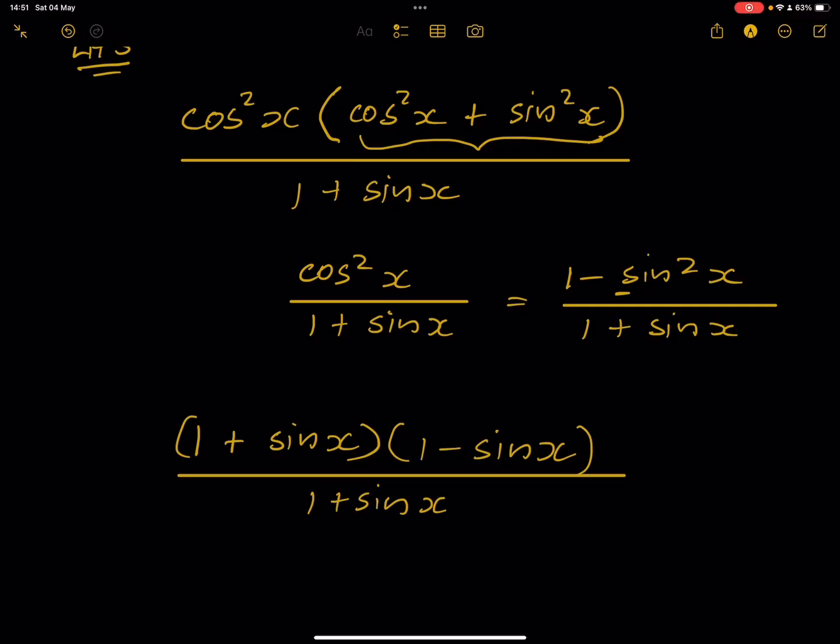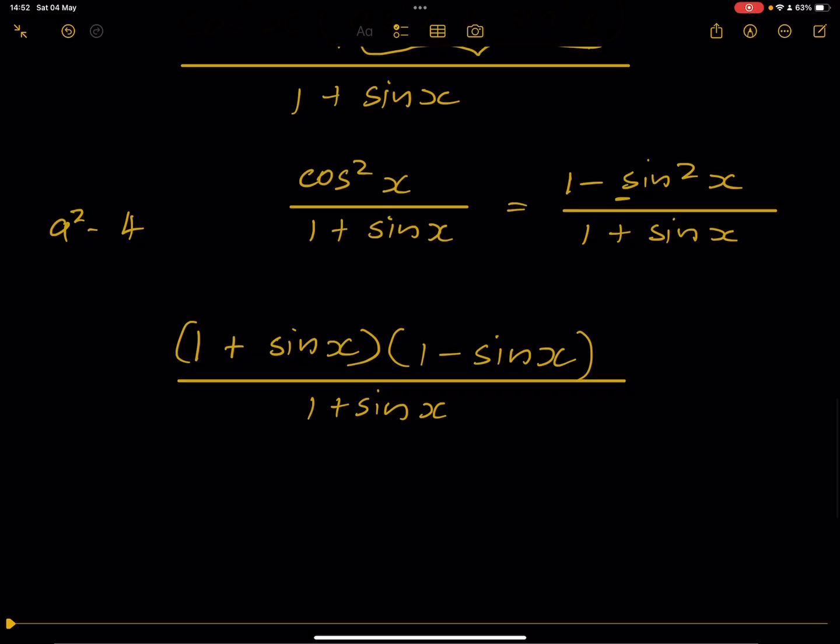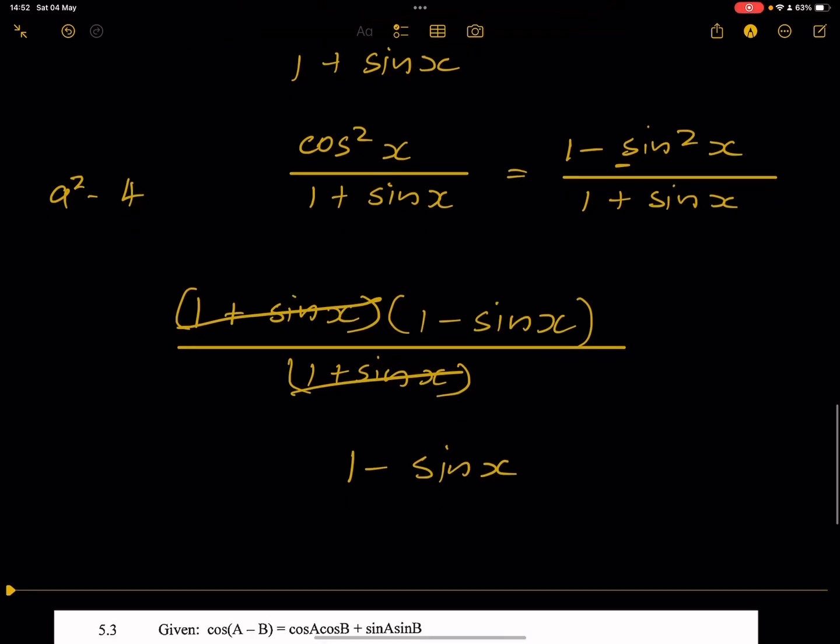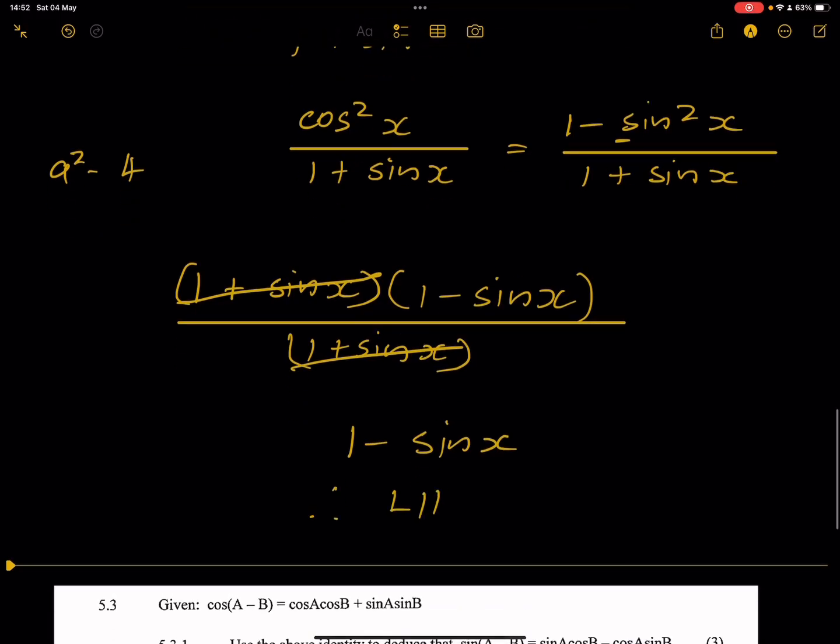Now remember, anytime you've got, let's say, a squared minus 4, that's the difference of two squares. What do you do? You take the square root of each value, that's a and 2, and all it is that you change the sign inside. So that's how we get that value. But look at what happens: the denominator and what is on the numerator cancel, and what are we left with? 1 minus the sine of x, and so therefore left-hand side is equal to right-hand side.